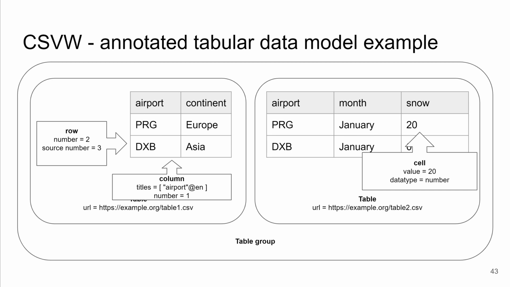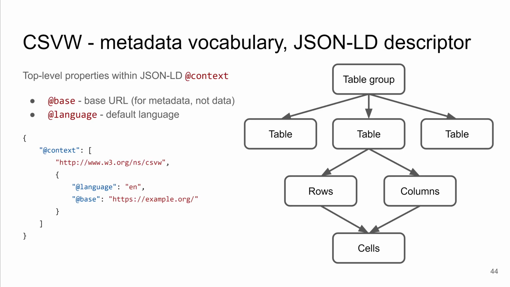Now a cell has a value and a data type, which comes from the schema. Right, so this is how the table is actually annotated using the data model. Let's now switch to describing the data model using the vocabulary, and we'll use the JSON-LD serialization. So from that we can see that it is actually an RDF, Resource Description Framework, vocabulary. We already know JSON-LD, so this will be no surprise for us.